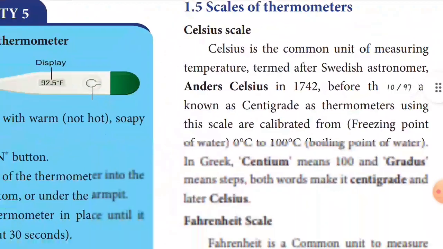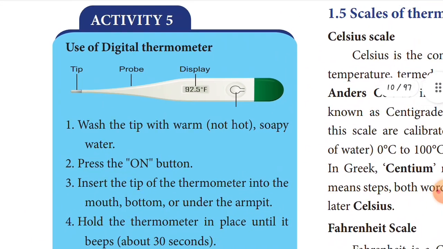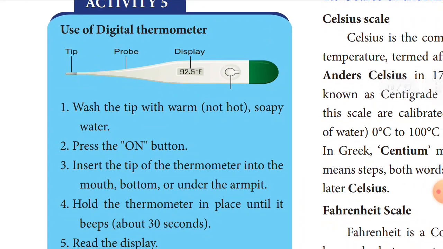Yes. And what are the cautions you have to take? First, the use of the digital thermometer. See here the tip portion, the next broad portion, and the display portion. Already you know 98.5 degrees Fahrenheit. See the dotted portion, children. So first, wash the tip with warm soapy water. Okay, it's very important. And second, press the on button. That is the on button, children.